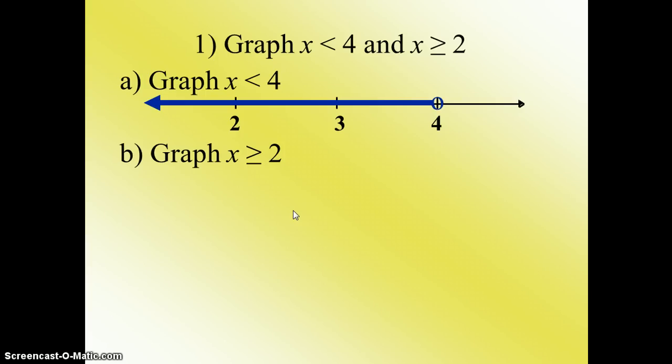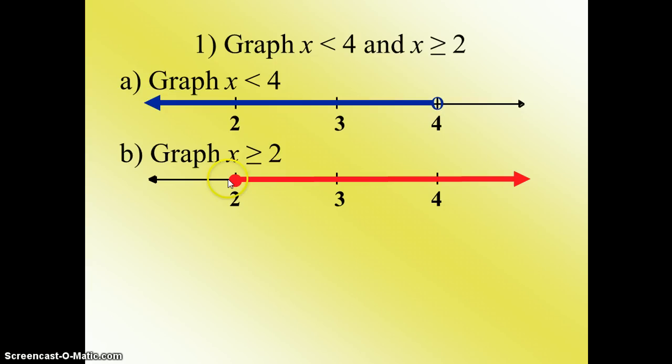Now we're going to graph x is greater than or equal to 2. Now we have the line underneath the inequality sign, so we're going to go ahead and close that circle in. X is on the left again, and the tip of the arrow points to the right, so our line is going to go to the right. Both these things you should be able to do with no problems. This is not anything new.